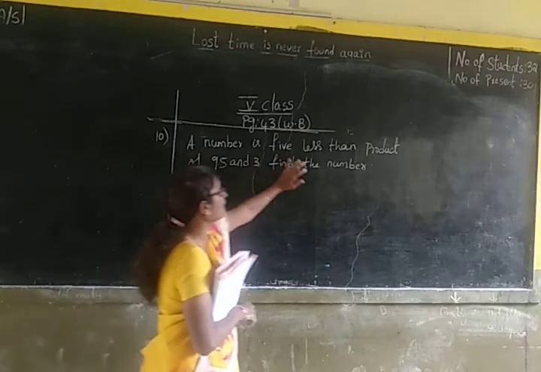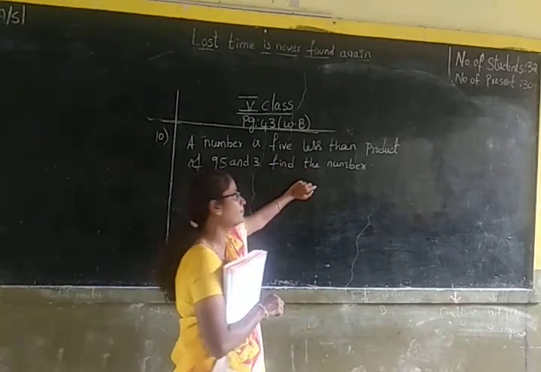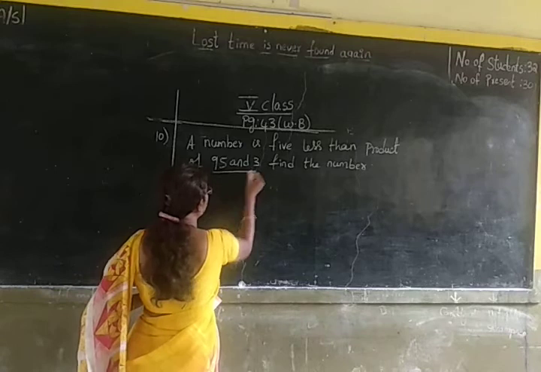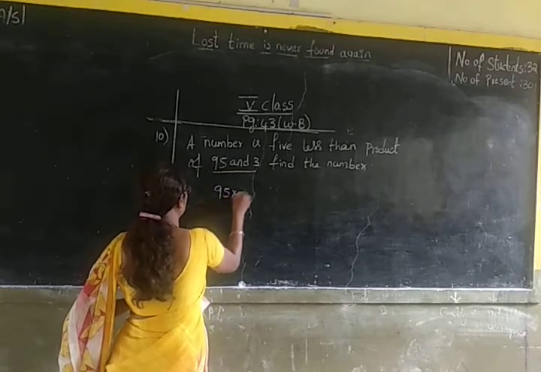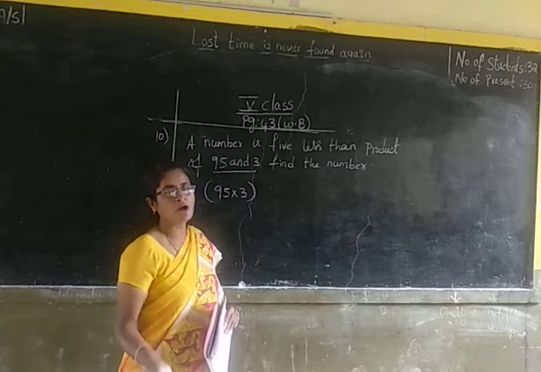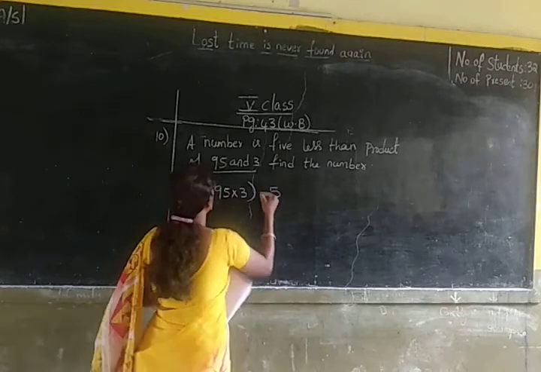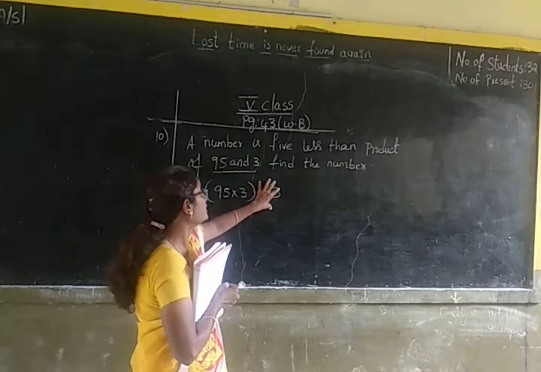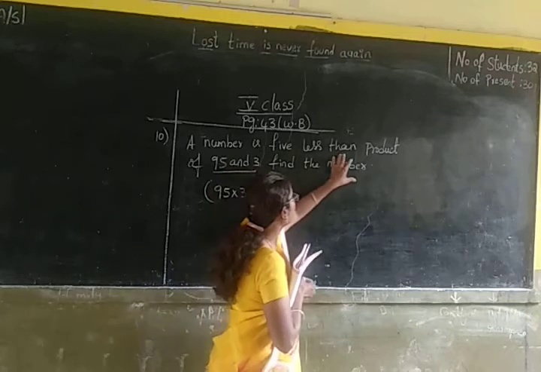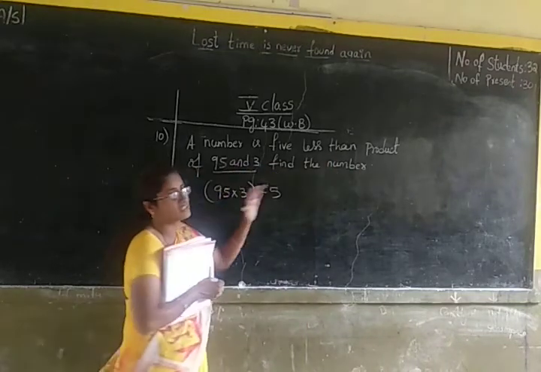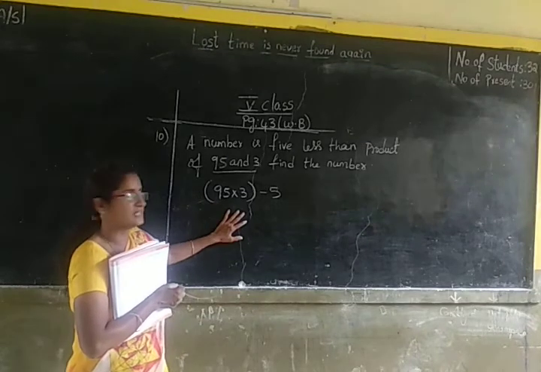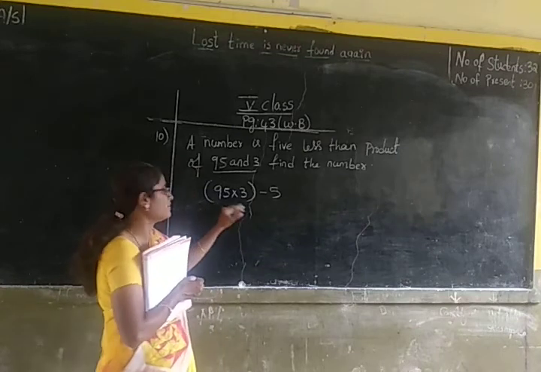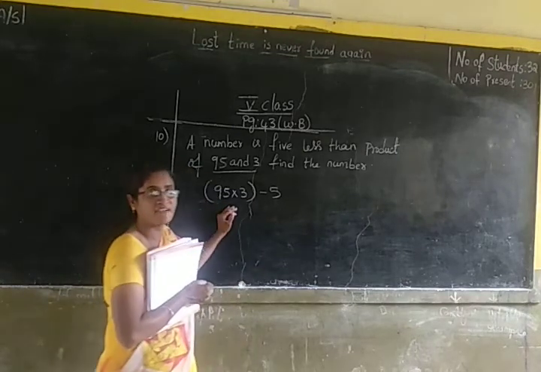So a number is 5 less than. Less means you have to subtract, and product means you have to multiply. So you have to multiply 95 and 3, and then subtract 5 from it. The number is less than the product of 95 and 3. Product means multiplication. So 95 into 3 minus 5.